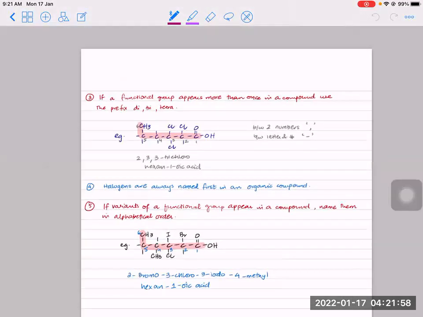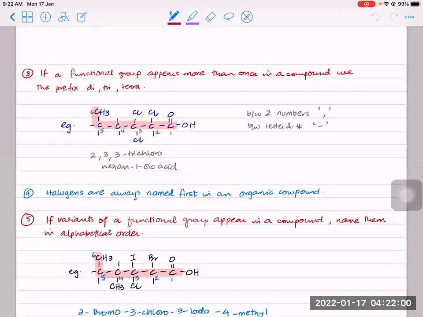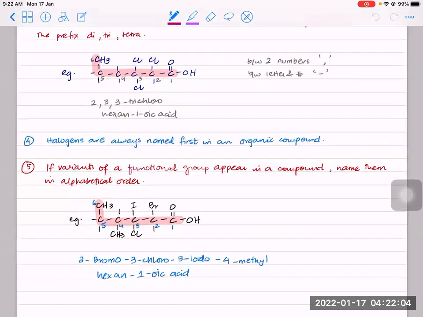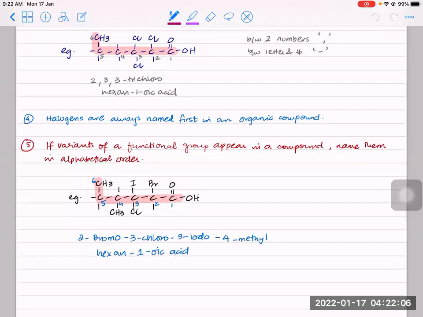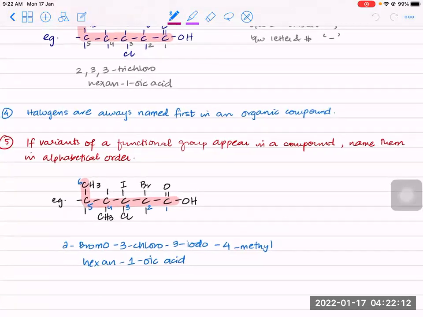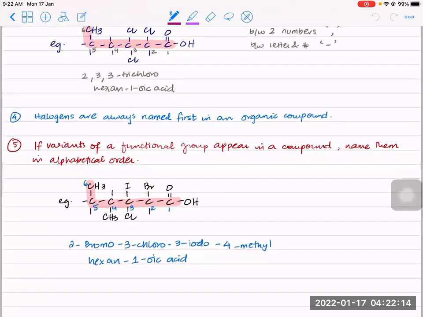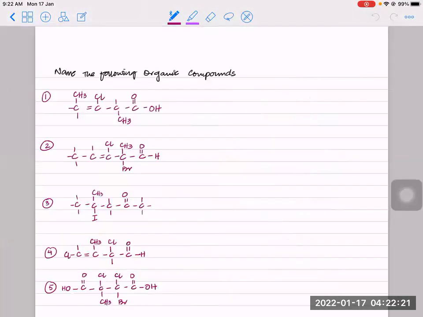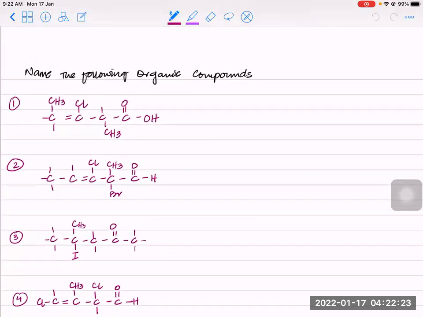Then, if you have a functional group which appears more than once, you use the prefix di, tri, tetra, right? If you have variants of a functional group in a molecule, then you name them alphabetically. For example, bromo will come before chloro, which will come before iodo. And halogens are always named first. So using these rules, let's try and name these organic compounds.